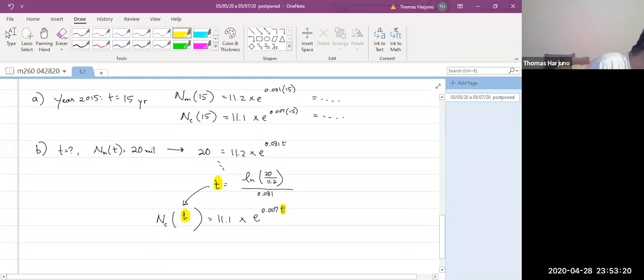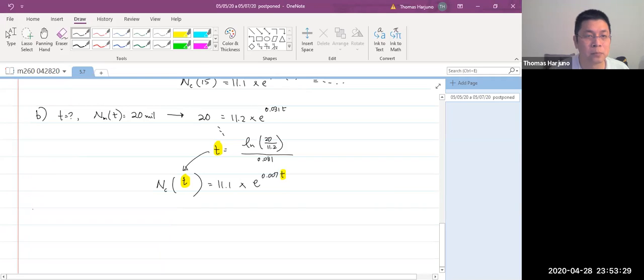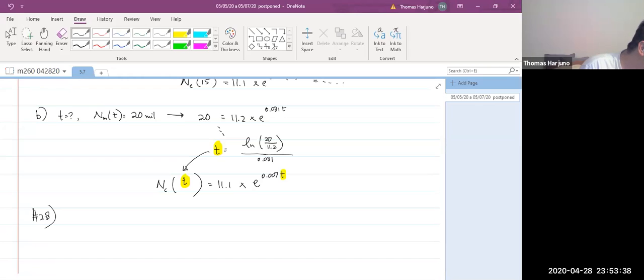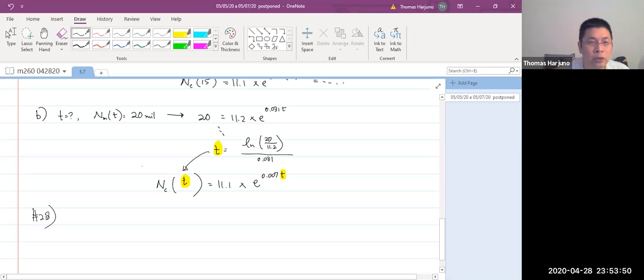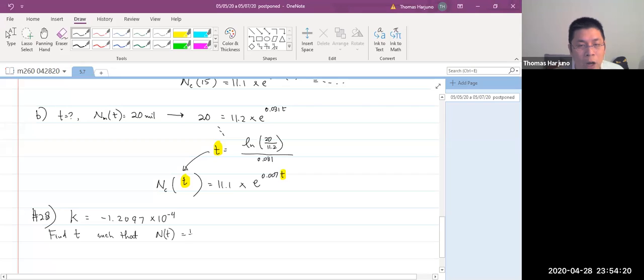Next one. Number 28. The radioactive isotope carbon-14 is used as a tracer in medical and biological research. Compute the half-time of carbon-14 given that the decay constant is this number. So they tell us the k, which is negative 1.2097 times 10 to the negative 4. And the question is to compute the half-time. So find the t such that N of that t equals half of the original amount.